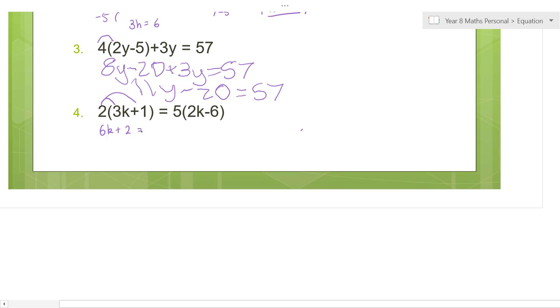2, thank you. And 5 times 2k is 10k. So we're doing the right-hand side now. And 5 times minus 6 is, you can shout it out, negative 30. Okay, so we've got to recall what we've done in our integers unit. Because if we forget that, we're going to start making a lot of silly calculation errors.